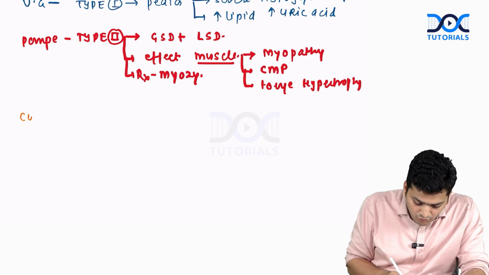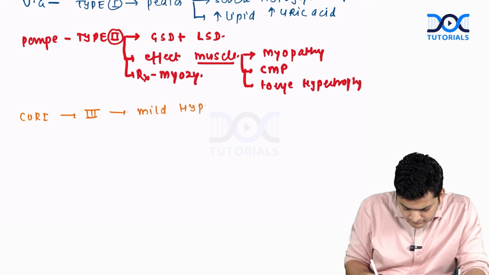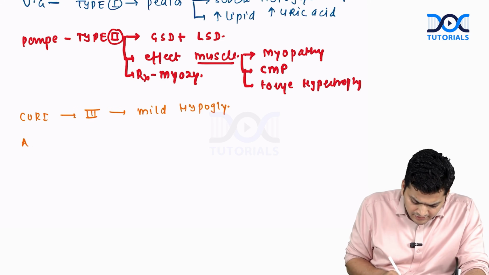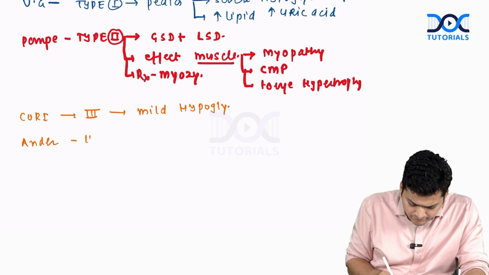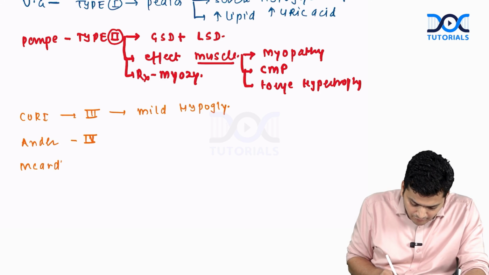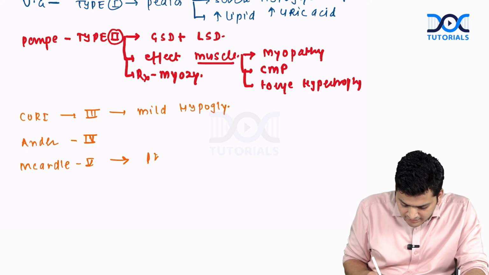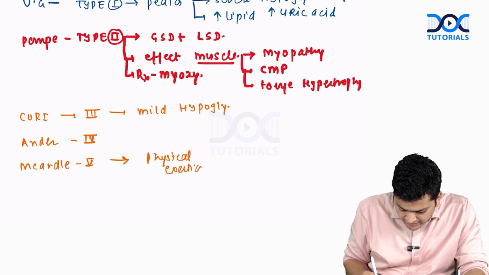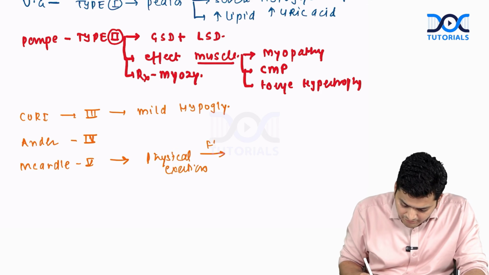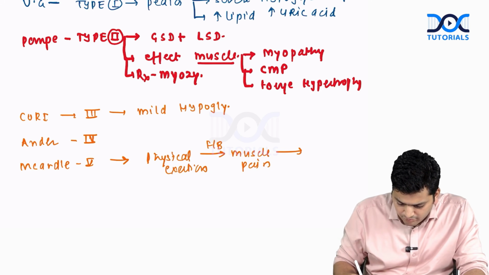Then we have discussed Cori. Cori is type 3. It is mild hypoglycemia. Andersen, it is not very important. That is type 4. Then we have discussed McArdle. Very important. McArdle, how are we going to make the diagnosis? They will say, whenever the patient is doing physical exertion, this is followed by muscle pain, and this muscle pain is followed by dark urine.